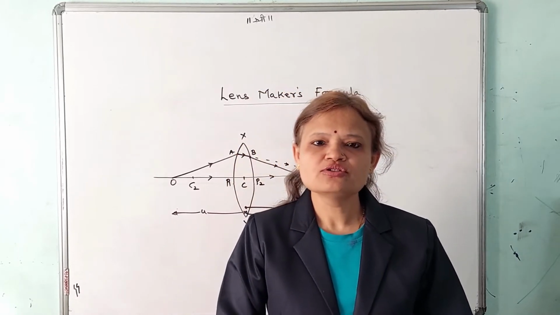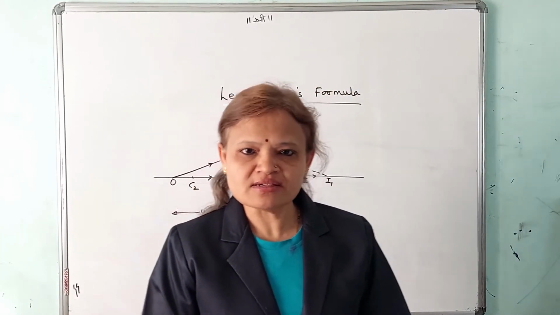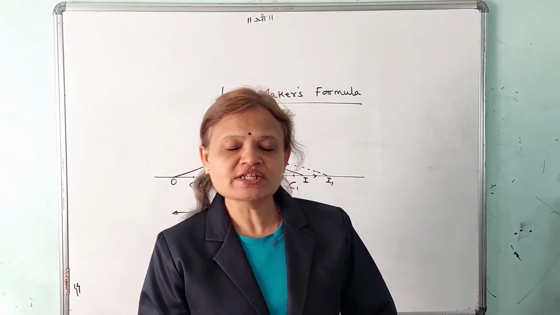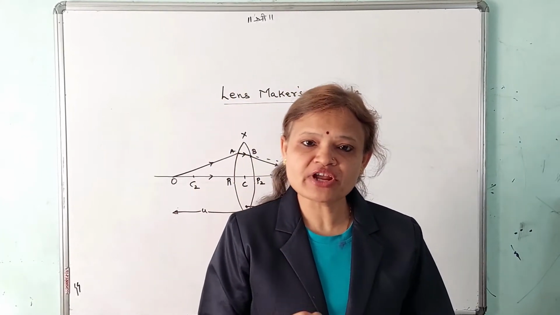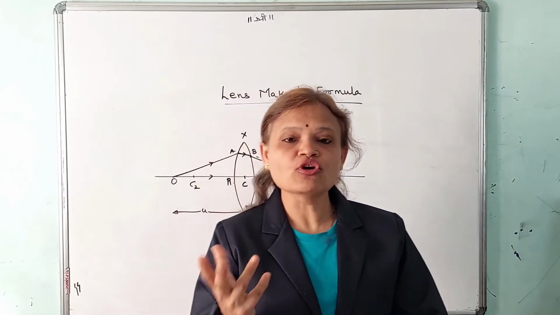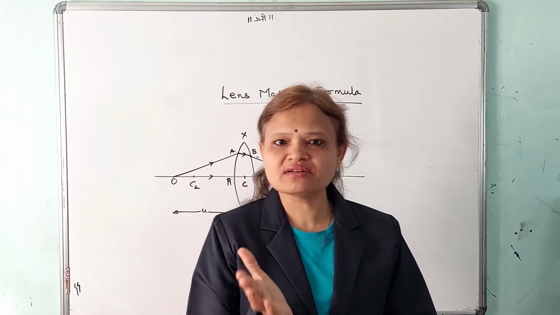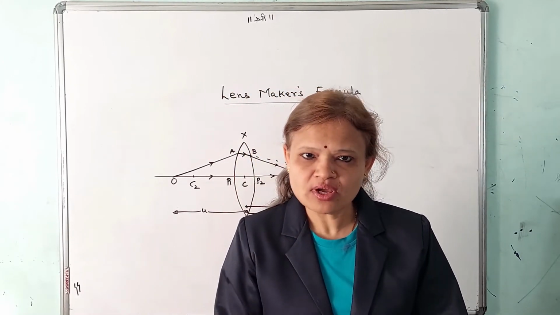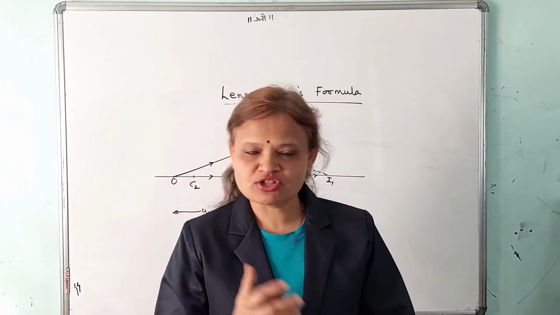Hello all. In this ray optics series, we have seen refraction, then total reflection, then refraction at refracting surfaces. Two formulae we have seen, rarer to denser and denser to rarer. These two formulae we are going to use now in the derivation of lens maker's formula.